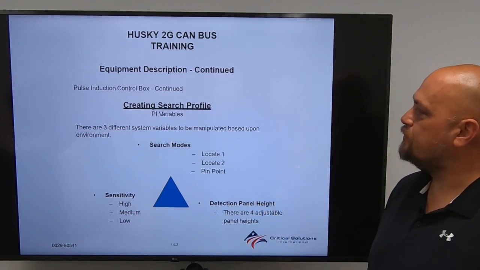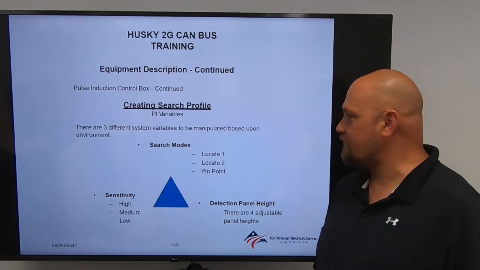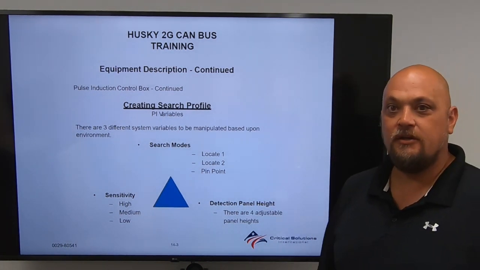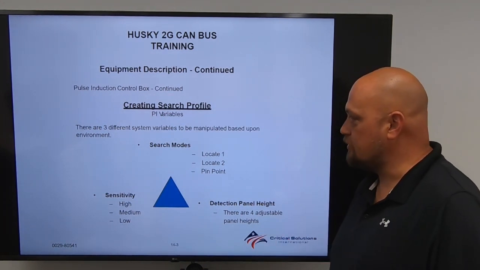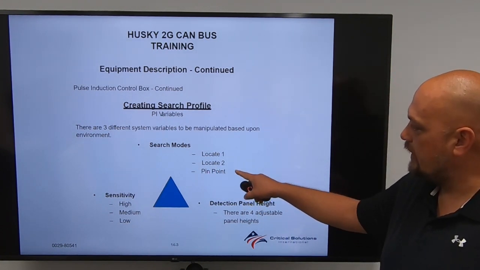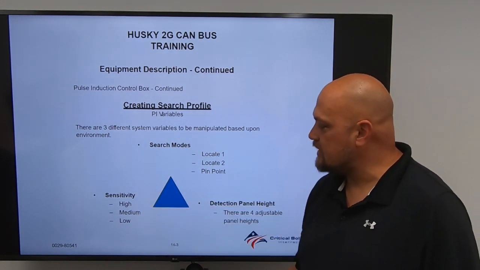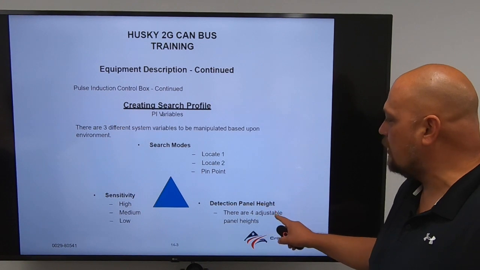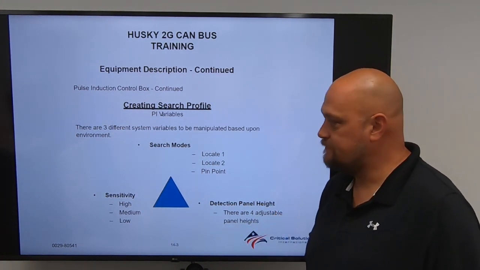Continued, creating a search profile, PI variables. There are 3 different system variables that may be manipulated based upon the environment, your mission, the type of terrain, etc. You have different search modes, which is locate 1, locate 2, and pinpoint. You can also adjust your sensitivity to high, medium, or low. And you have your detection panel height. There are 4 adjustable panel heights.